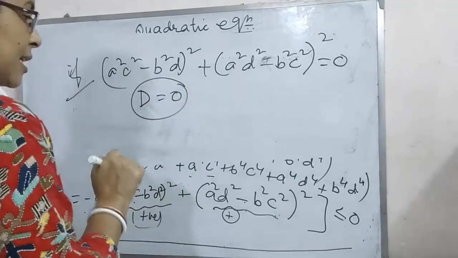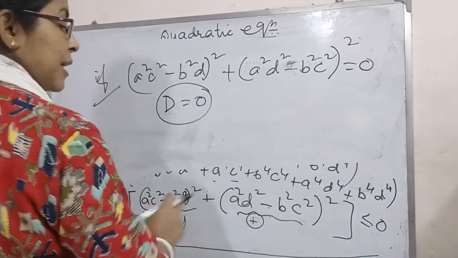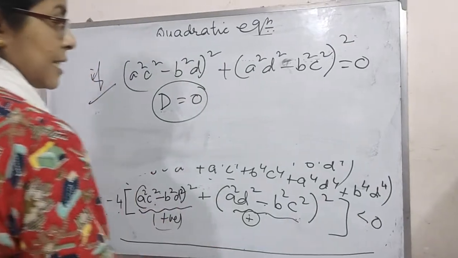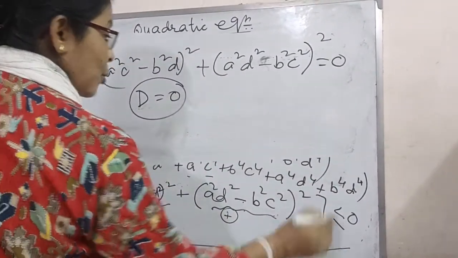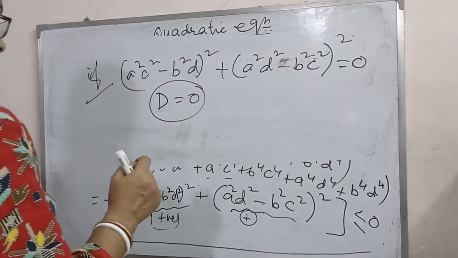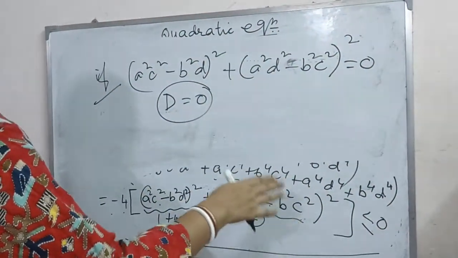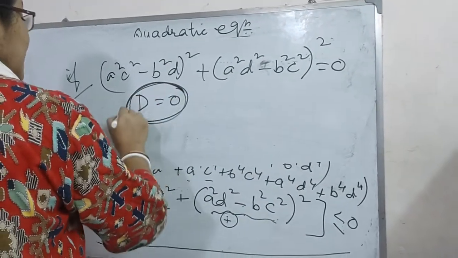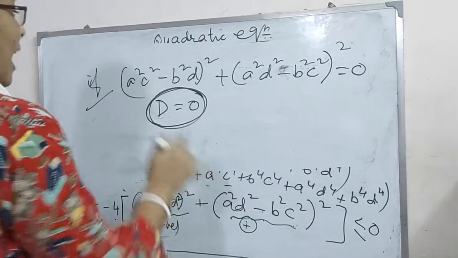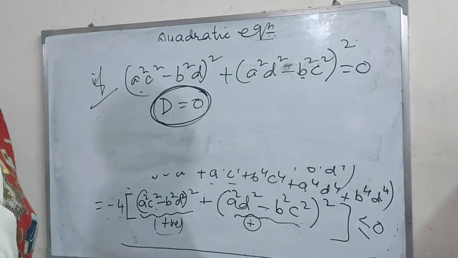For real roots, D is greater than or equal to 0, but from the expression we have D less than or equal to 0. That means otherwise the roots are imaginary. For real roots, D must be equal to 0 and this equals 0. It is the condition. I am ending here.